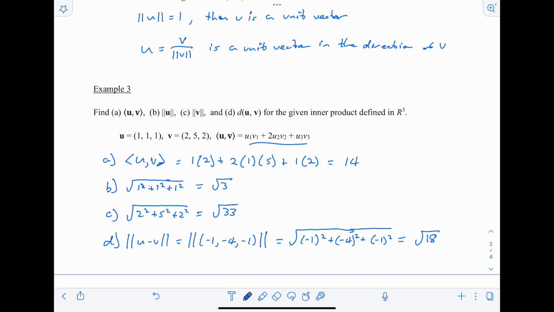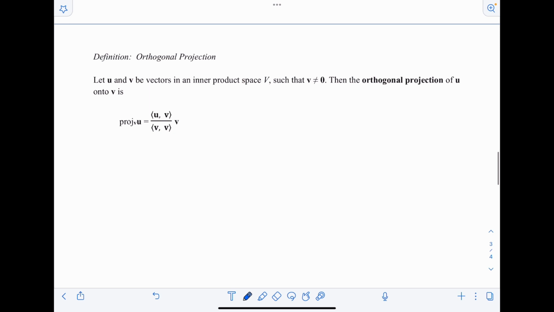All right. We talked about orthogonal back in the first lesson of this chapter. We remember that orthogonal just simply means that two things are perpendicular to each other. And so in this part of the lesson, we're going to talk about what's called orthogonal projection. So it says let u and v be vectors in an inner product space V such that v is not the zero vector. Then the orthogonal projection of u onto v is given by the following formula. Okay, let me just kind of explain what this is doing.